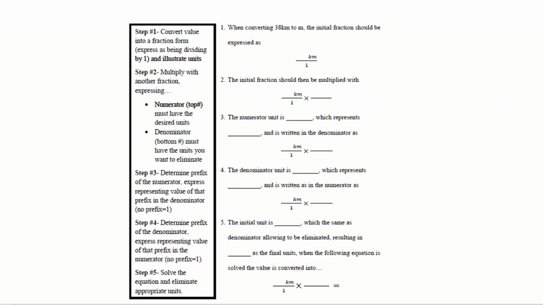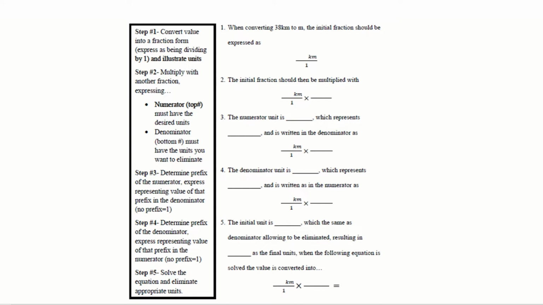Okay, so now let's take a look at an example here using the following steps. So step 1 says convert the value into a fraction form. Now we can do this by simply dividing it by 1. And then we have to illustrate the units. It's really important that you always illustrate all of the units when you are converting values.